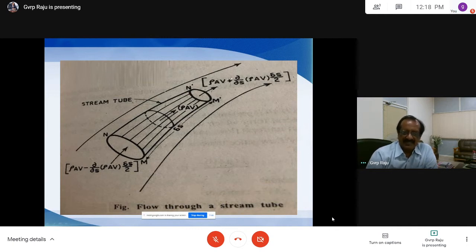So plus d by ds into rho AB, d by ds rho AB into ds by 2. ds by 2 is the distance from here to here, half of the distance here.